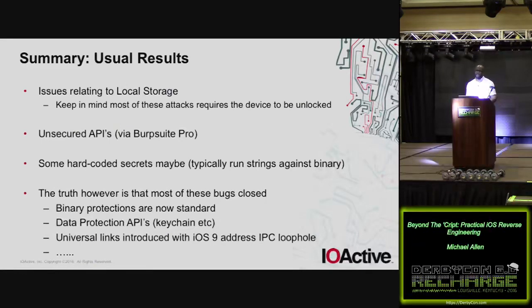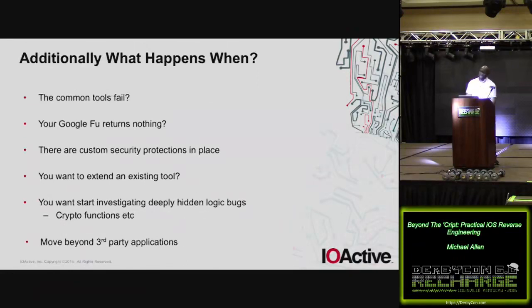And then, if the developer makes good use of the data protection APIs, that's another thing. And we just mentioned that universal links were introduced in iOS 9 that killed the IPC loophole. So, the question we have to ask ourselves then is, what happens when the common tools fail?